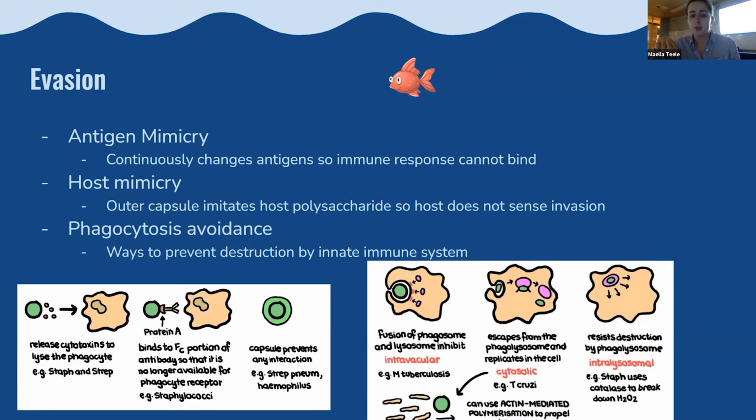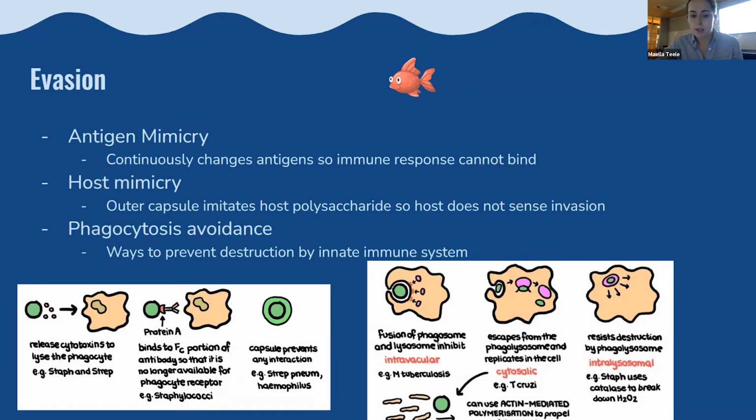The bacteria can also mimic host polysaccharides. So the host doesn't actually sense invasion if it changes its outer capsule and changes its outer extracellular matrix. And then there are also ways for the bacteria to prevent destruction by the innate immune system by avoiding phagocytosis. If you have a look at these diagrams down here, you can see that the bacteria can release cytotoxins, which kills the phagocyte, so it prevents it from coming into the bacteria to begin with. The bacteria can also have the capsule, like I was talking about before, which prevents any interaction with the phagocytes.